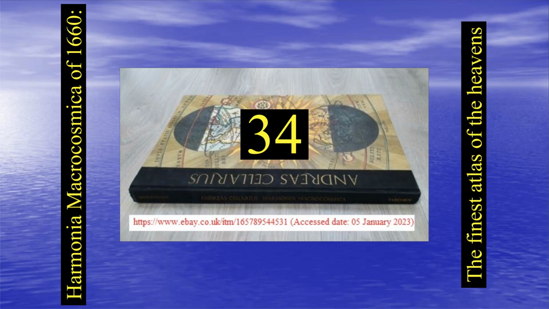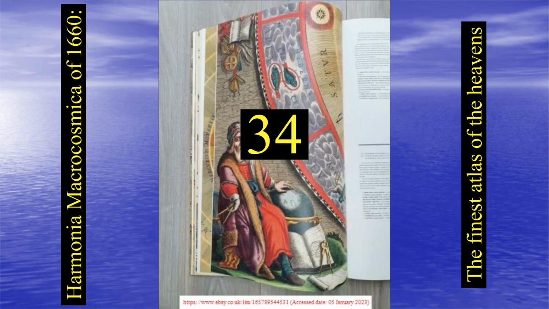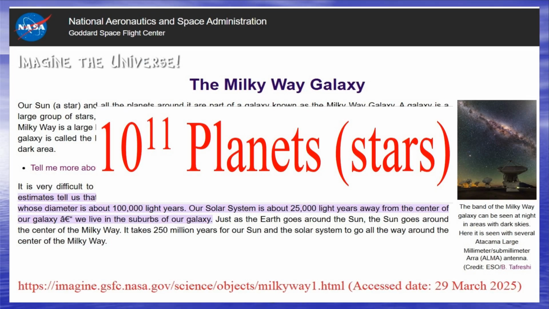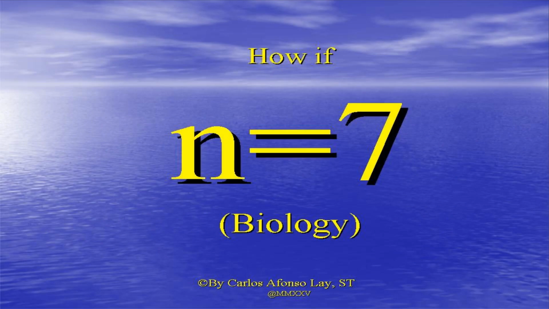So we see the 34 is from the Ptolemaic Albion and the amount 10 power 11 is from NASA. So these two are connected in one equation, which is 3 sigma 2 power 34 equals 1.032 times 10 power 11. This is the connection. How if n equals 7?